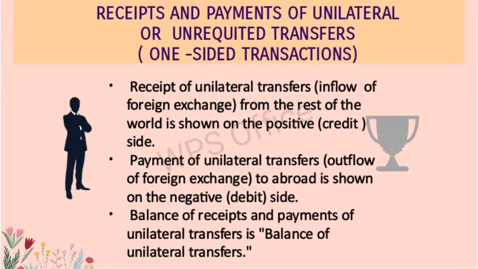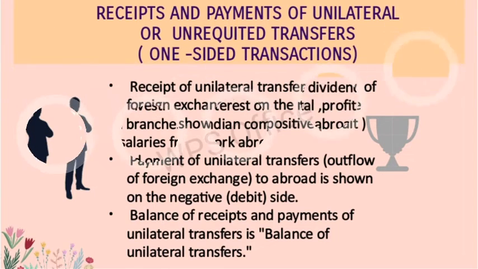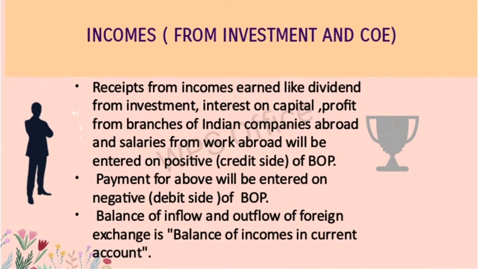Next one, receipts and payments of unilateral or unrequited transfers. Receipt of unilateral transfers, inflow of foreign exchange from the rest of the world, is shown on the positive side. Payment of unilateral transfers to abroad is shown on the negative side, which creates outflow of foreign exchange. Balance of receipts and payments of unilateral transfers is balance of unilateral transfers.